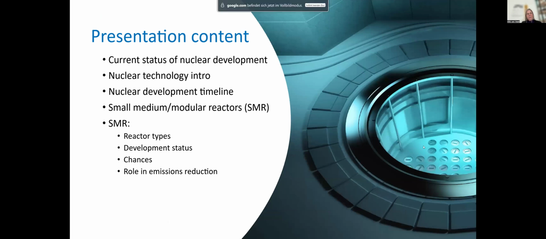Okay, so what I want to talk about, first, the current status of nuclear development in general. And then dive into the technology a bit more. Give an intro on the basic technology. Then go on with the nuclear development timeline, where is this going? And then dive into the small and medium, or later on called modular reactors. Types, development status, what are the chances, and what is the role in emissions reduction? Next slide, please.